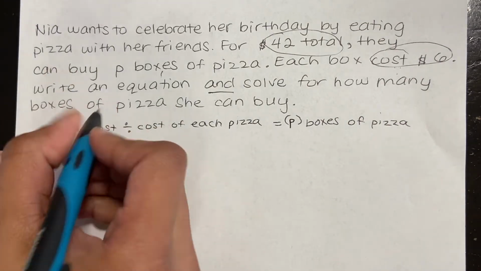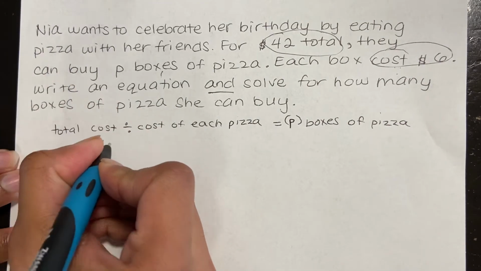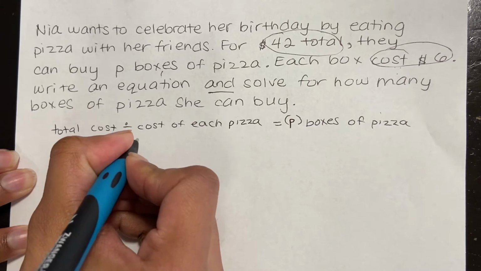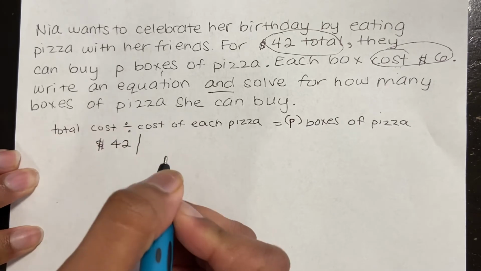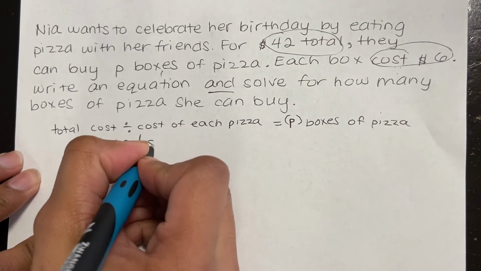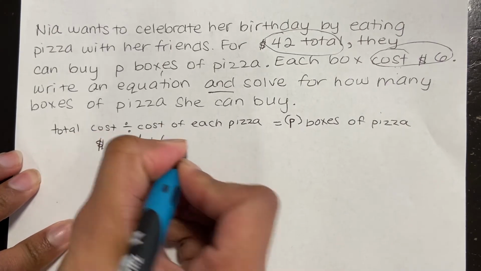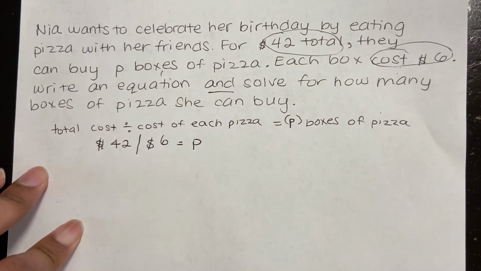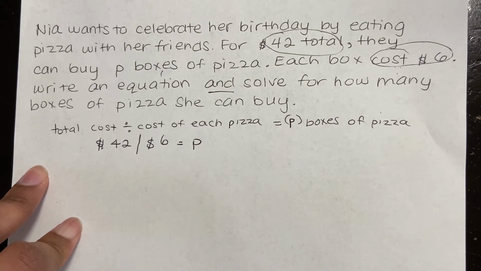And now I could plug in the information here. So my total cost is $42. I can divide, so remember our slash is another way of doing our division sign. The cost of each pizza, which is $6, and that should give me P. So there's one equation that we can come up with, all right?